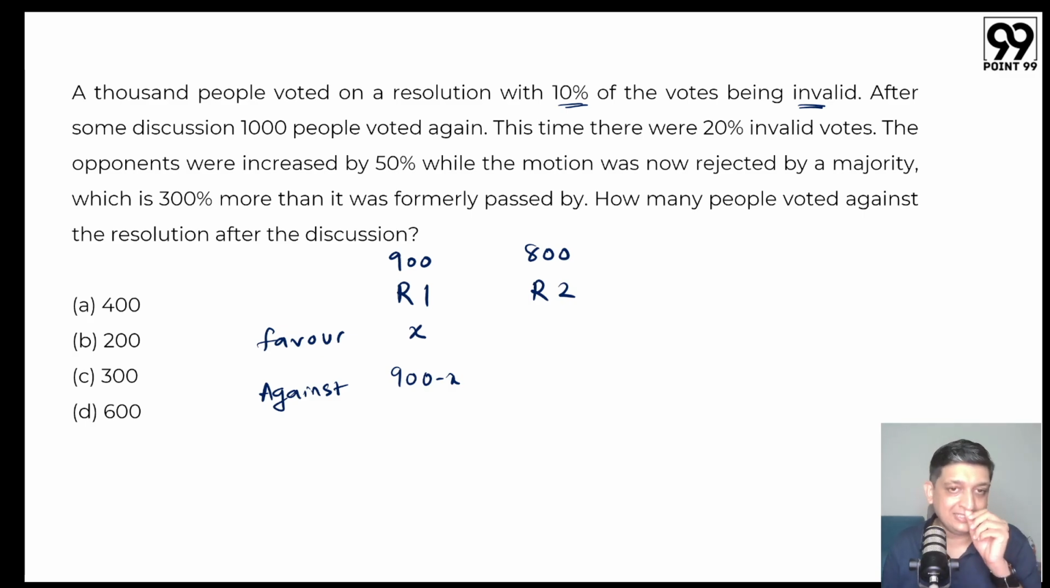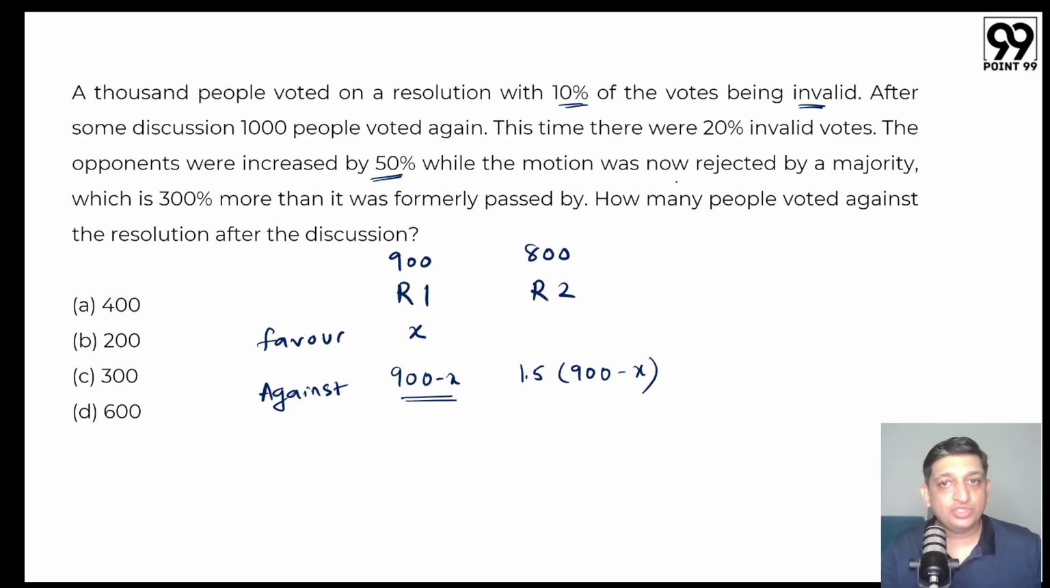So it's a binary thing that we have here. What is happening in round 2? The opponents were increased by 50%. So earlier it was passed, but now the opponents have increased, which means that 900 minus X has increased by 50%, or it has become 1.5 times 900 minus X. That is what we have here.